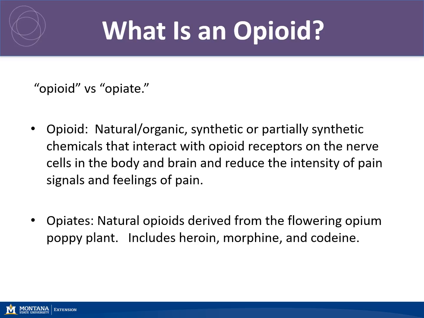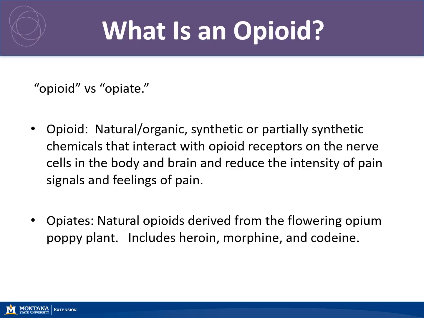So let's kick off this education awareness by answering the question, what is an opioid? First off, you may have heard the terms opiates and opioids. Although these two terms are often used interchangeably, they are different. Opiates refer to natural opioids such as heroin, morphine, and codeine. Opioids refer to all natural, semi-synthetic, and synthetic opioids. An opioid interacts with opioid receptors on nerve cells in the body and brain and reduces the intensity of pain signals and feelings of pain.